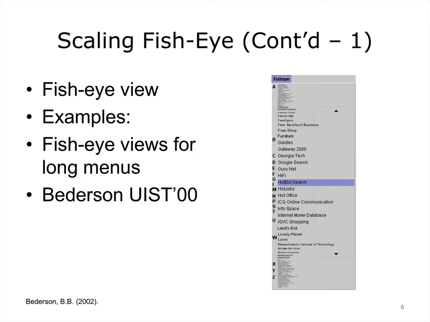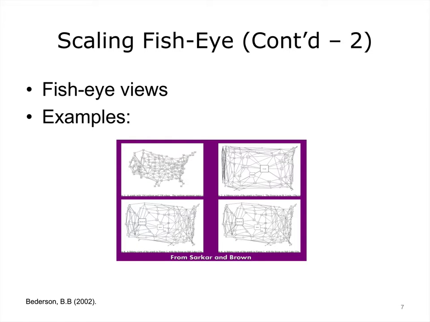Fisheye view approaches have been applied in different areas. Here is an example of using a fisheye view method to a list of items. As you can see, a few items are in focus and the rest of the sets are in a condensed way. This view allows users to examine items of interest while reminding them how long the list is overall and where they are within the list. Here is an example of using fisheye view concept for graphs.